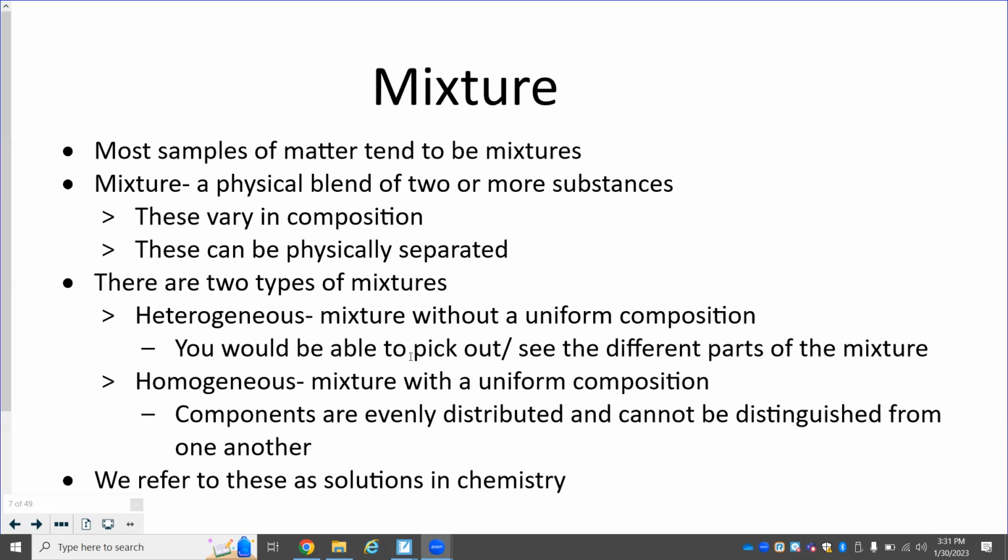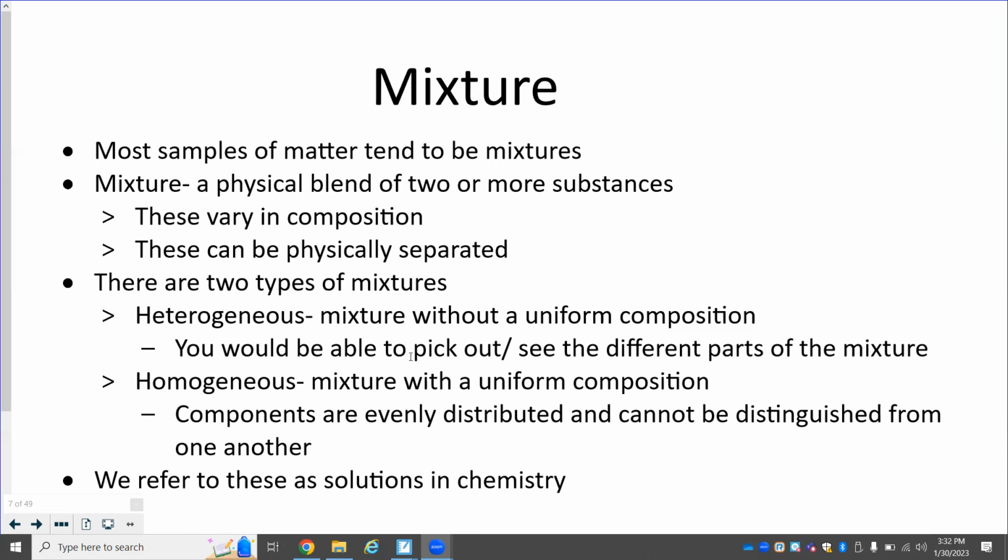The prefixes in those you should be familiar with from biology. If you remember, hetero means different. So heterogeneous mixtures are mixtures without a uniform composition. That means you're going to be able to see all the different parts of it. You might see it split into layers, or the particles might be large enough that you can see the individual particles. So you're able to pick out or see the different parts of a mixture.